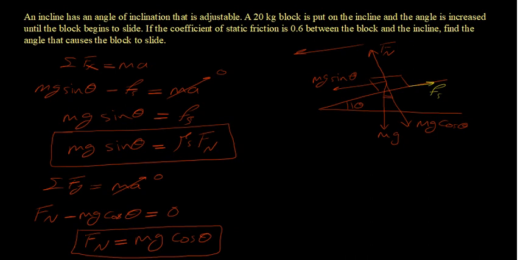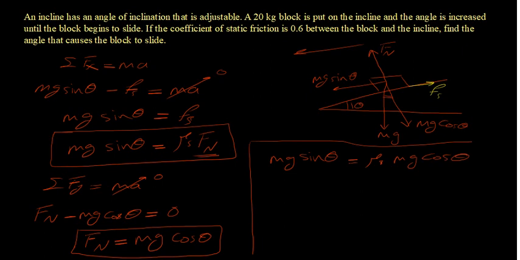Great. Now I have the value of the normal force, which I can place in the first equation. Let's see how it looks when I do that. So here we go. That's mg sine theta equals mu static friction multiplied by mg cosine theta. Now I can eliminate the masses and the gravity acceleration, and I will stay with sine theta equals the static coefficient multiplied by cosine theta.